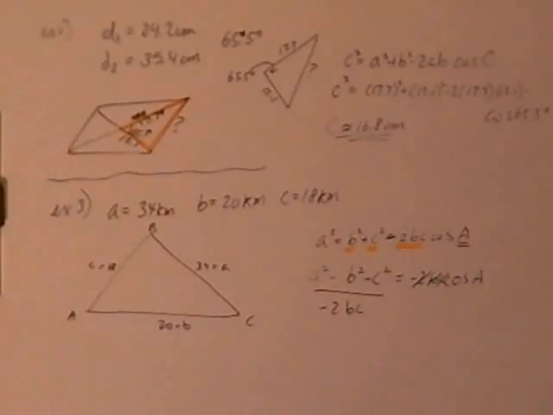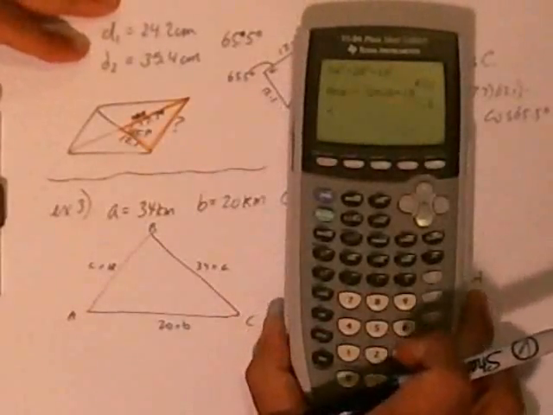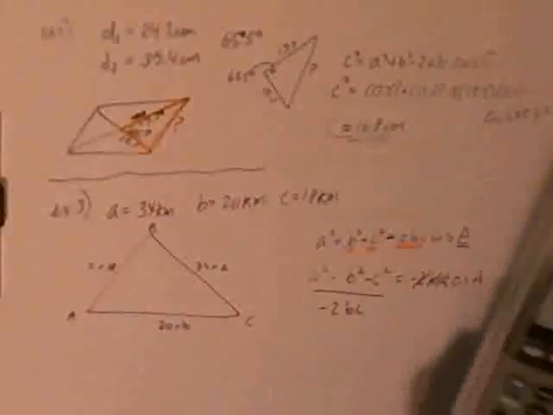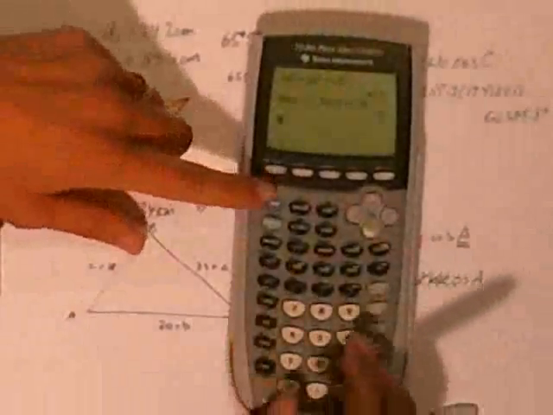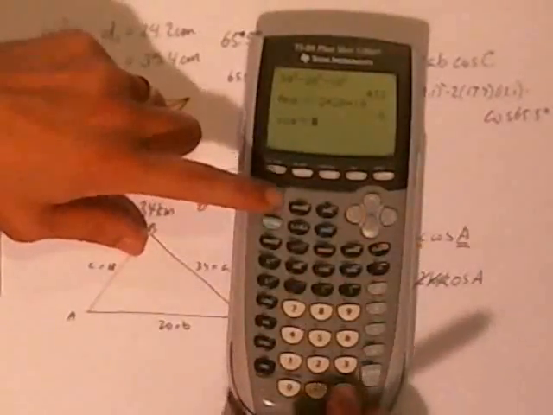Or else you'll get a wrong answer because it's not dividing by that factor. Negative 2 times b, which is 20, times c, which is 18. And I end up with negative 0.6 right here. Is that right so far? Did I use angle A? Yeah. And then I take the answer, inverse cosine of the answer.